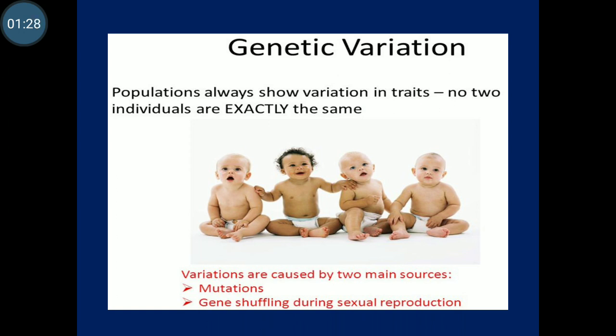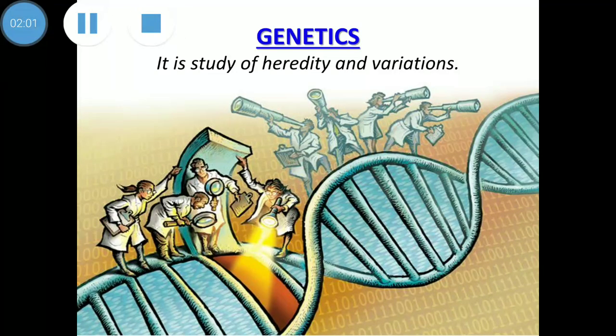Genetic variation. Populations always show variation in traits. No two individuals are exactly similar. You can see here in the kids or very small children, the color, shape of the face, it looks different. Variations are caused by two main sources, mutations and gene shuffling during sexual reproduction. And the study of heredity and variations is called as genetics. So here in this lesson we are going to study about genetics.